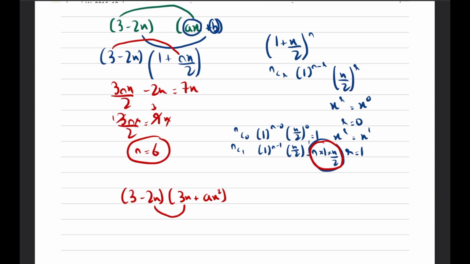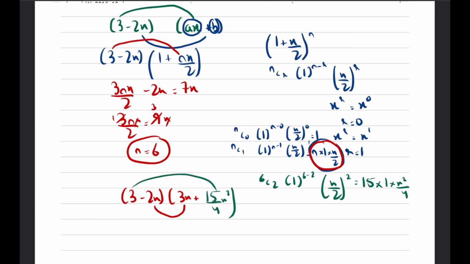How will you get the coefficient of x squared? The 6C2, 1, 6 minus 2, x upon 2 power 2. That's going to be 15 into 1 into x squared upon 4. So you're going to write here 15 upon 4 x squared multiplied by this. So it's going to become 3 into 15 upon 4 minus 6. That makes 21 upon 4 x squared. Do you get this?